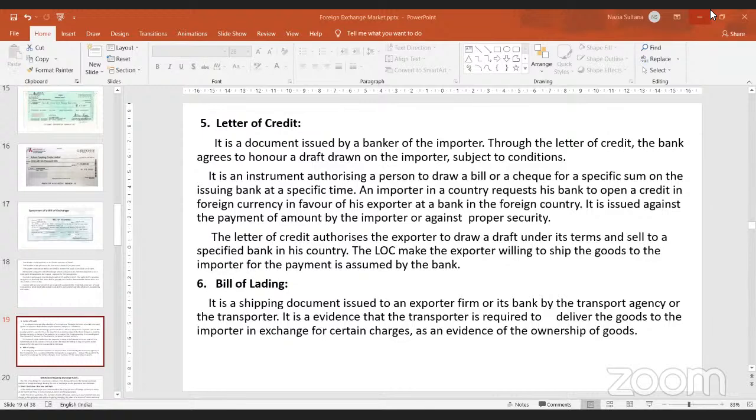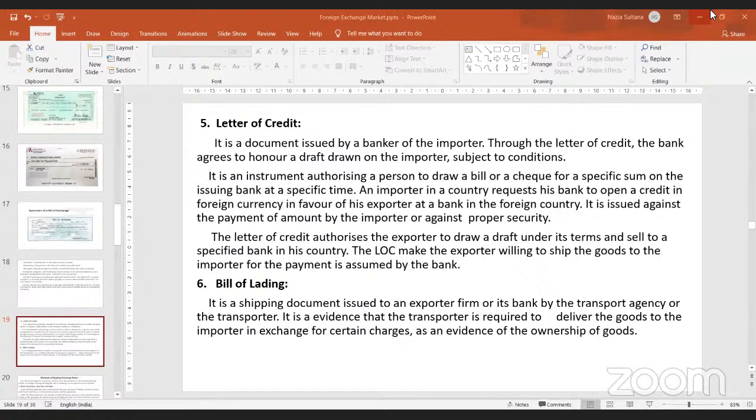Because they are doing transportation, it can be a shipping corporation, it can be an aviation company, or in case you are using roadways to ship goods, if your neighboring country is very close to you and roadways are properly laid, you can shift your goods through roadways or seaways or airways, whichever may be the transporting agency or the transporter. That transporter issues to you a shipping document saying that the goods are to be delivered to the importer, and there are certain charges which are to be levied.